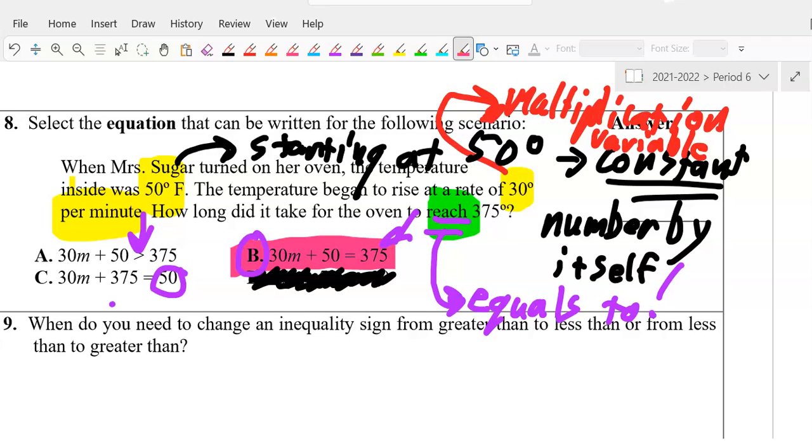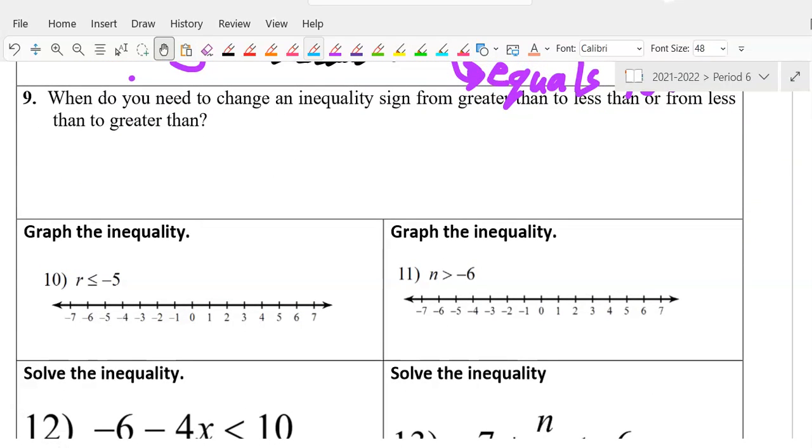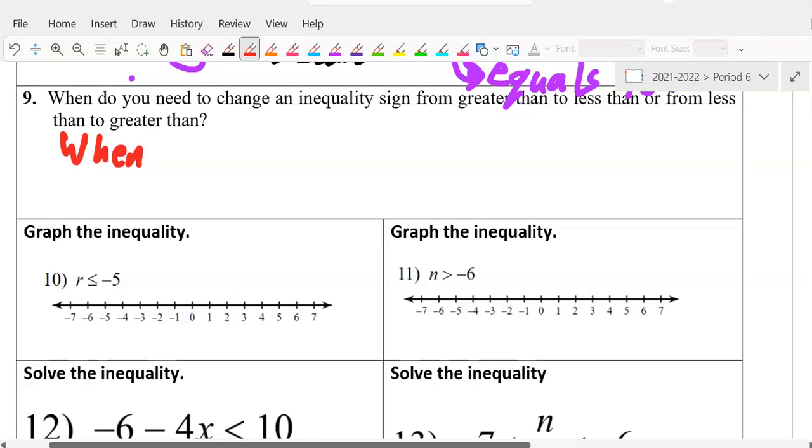Okay, cool. All right, go ahead, sir. When do you need to change an inequality sign, from greater to less or less to greater? It is when you're multiplying or dividing by a negative number. Yeah, well, what's the first part? You wrote it down. It is when you're solving an inequality. Yeah, right? So everybody needs to write this down. When you're solving an inequality.